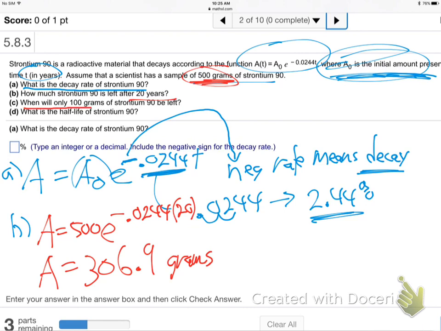I'll keep moving. Question C, when will there only be 100 grams left? By the way, you don't have to do anything with the 90. The 90 is just the type of strontium. We're not going to actually do anything with that. So question C, when will only 100 grams be left? We're going to use the same formula. Can I go to a fresh screen here?